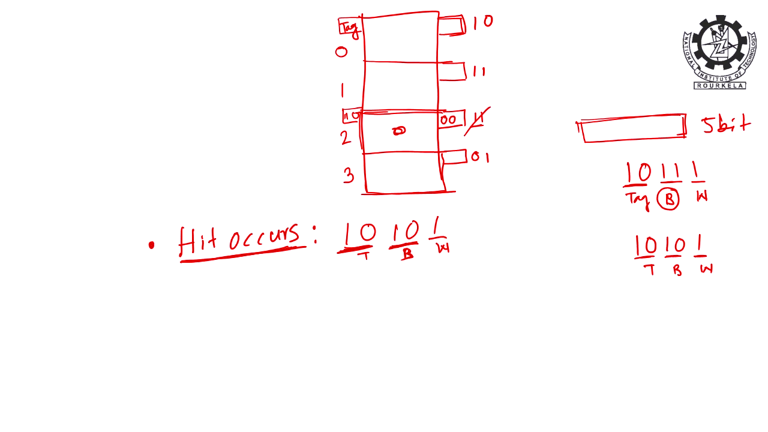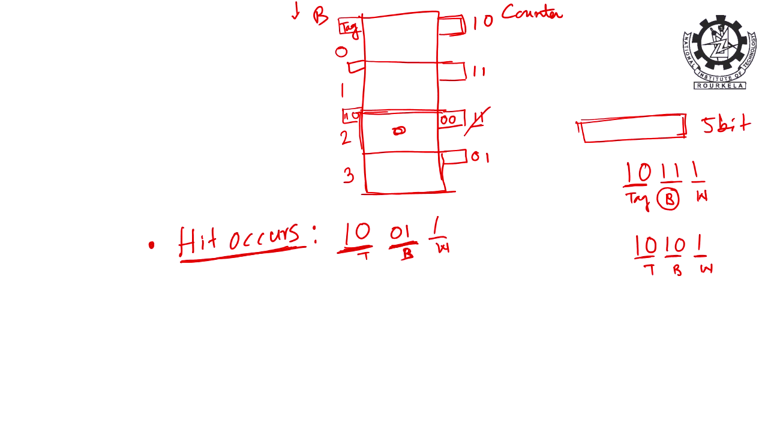Now consider a scenario where you have a tag 1 0, but the block is, let us say, 0 1. It is possible. So 0 1 is this block. This side I am saying is the block number, and this is the counter. Now the block number is 0 1, and let us say the tag matches here also.